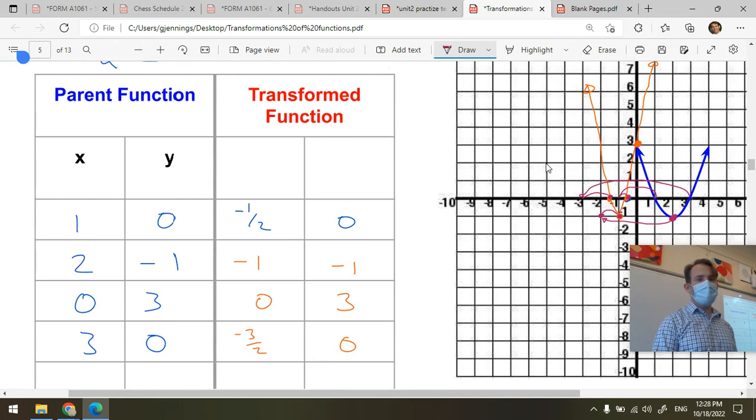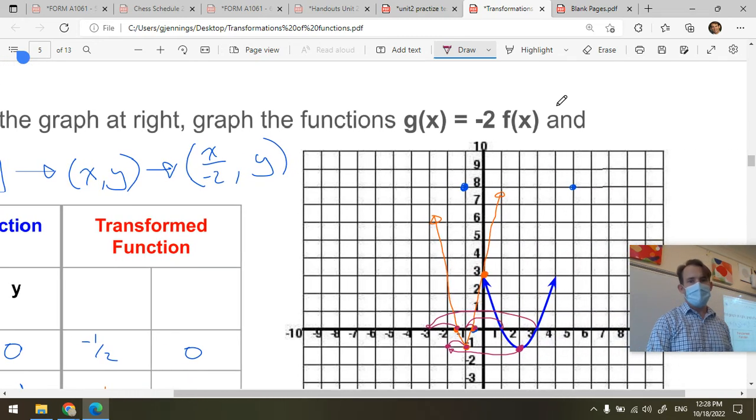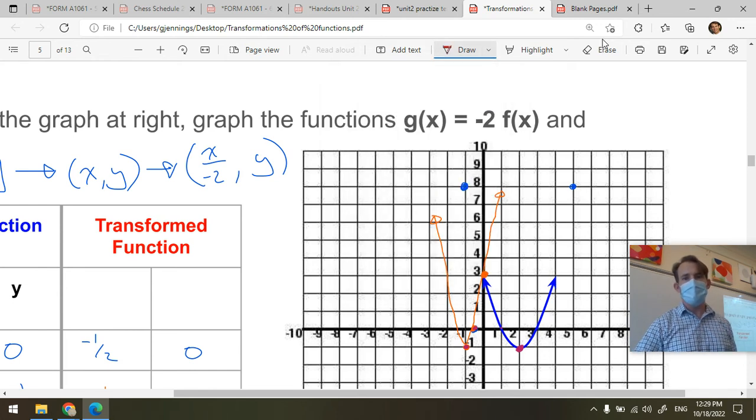So rather than working a table of values, maybe we can do g of x without that. So g of x is -2f of x. I'm just going to erase that junk that I just drew because I know it's hard to look at. Okay, and we're going to start a new color here. We'll go with a red. And we're going to say g of x is equal to -2f of x.